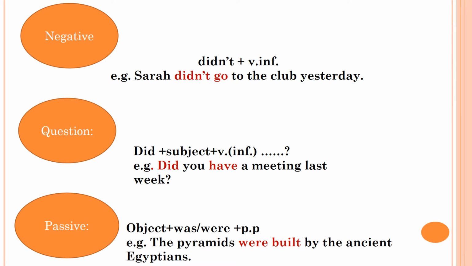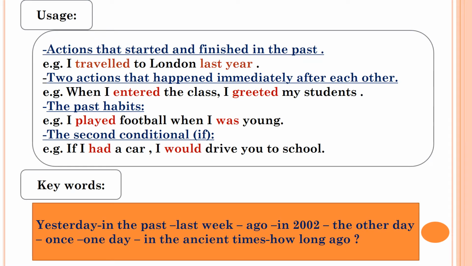In the passive form, when we start with the object, as I say, the pyramids were built by the ancient Egyptians. Here we use the object plus was or were, and then the past participle form of the verb. The usage of the past simple tense is the most important thing. We use the past simple tense when we talk about actions that started and finished in the past.